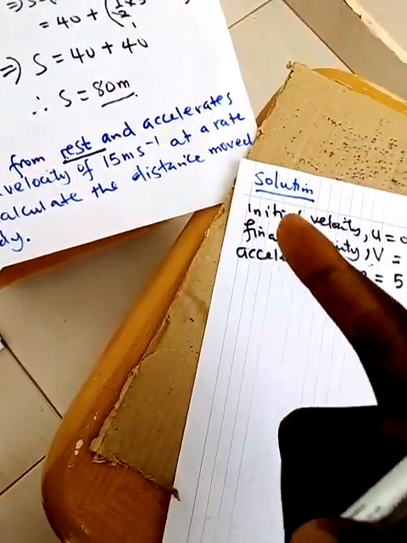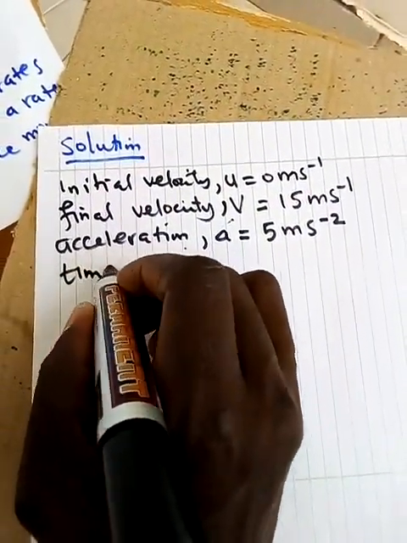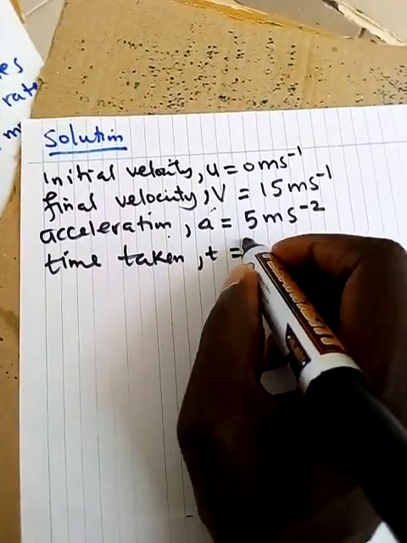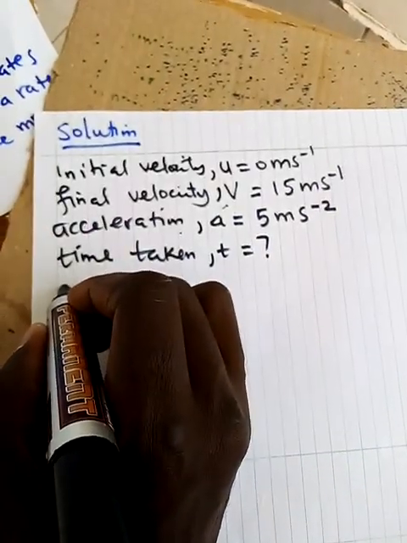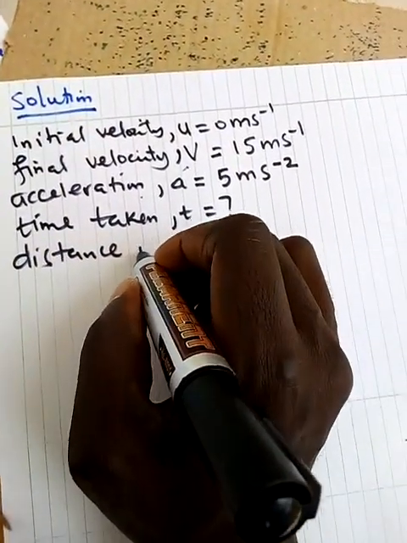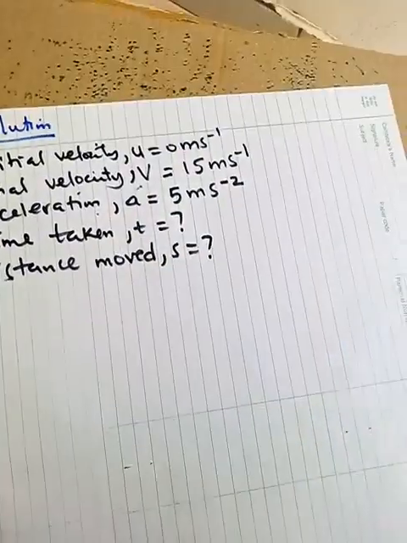Now calculate the distance moved by the body. What we don't have this time around is the time taken. T is not known, and also the displacement or distance moved, which is actually required, that is S, is also not known.